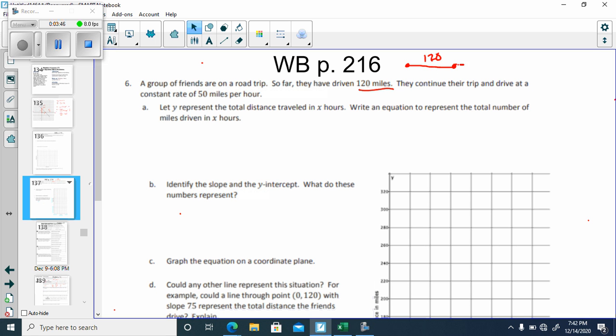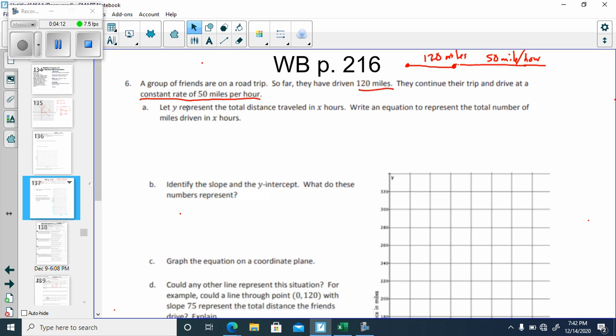They continue their trip and they drive at a rate of 50 miles per hour. So now we're going 50 miles per hour. Okay, we don't know how many miles we're going, but we know we're going at 50 miles per hour, right? That's a constant rate. When we say constant rate, that means you've got a linear equation. It means your slope does not change.